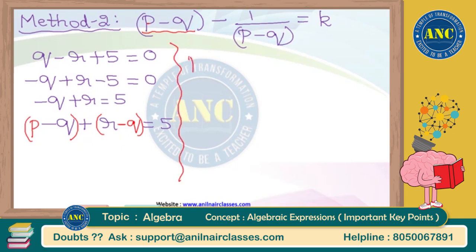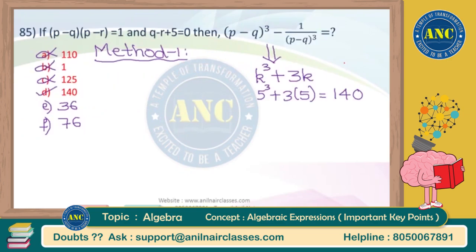Observe carefully, sir. The first term p minus q, I will write as it is. This r minus q, I will take minus outside and write it as q minus r. So p minus q minus (q minus r) is equal to 5. Why did I write all these things? Because in my question they have given another beautiful condition.